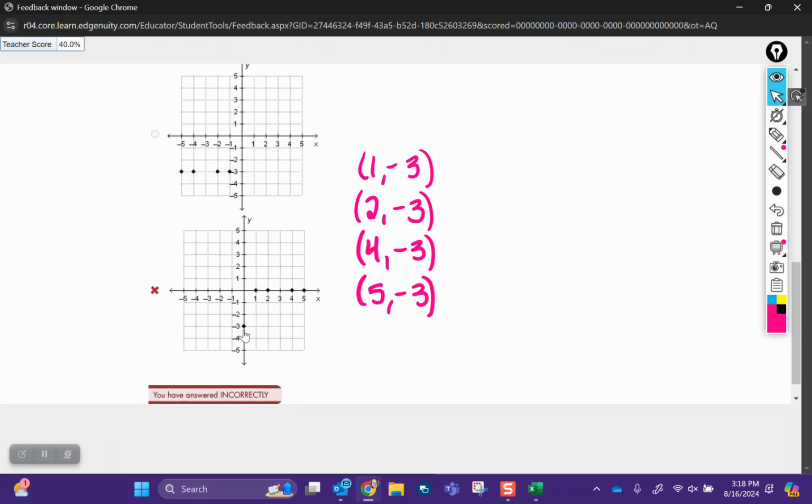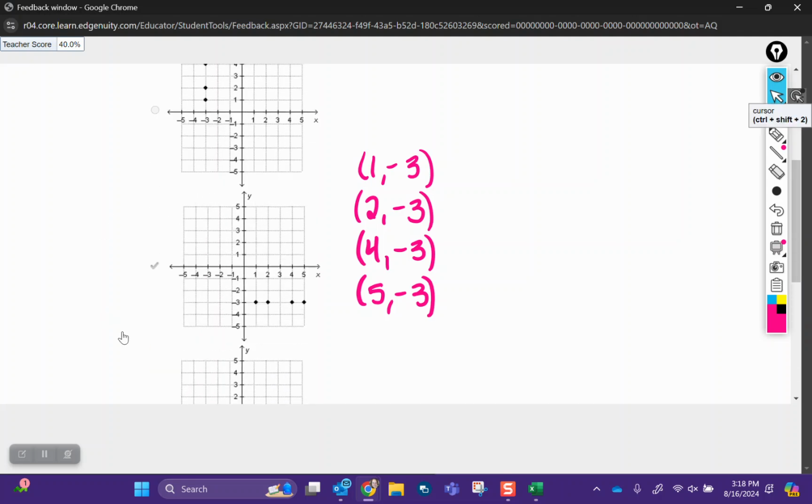Okay, so I see the one that you picked. Again, I'm not really sure what's going on here with your selection. All of these points are (1, 0), (2, 0), (4, 0), and (5, 0). When we graph ordered pairs, we move in the x direction first and then in the y direction.